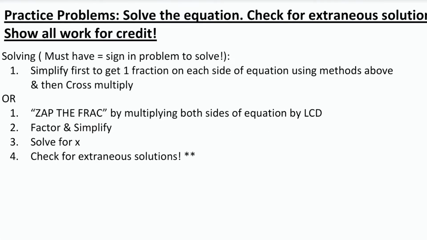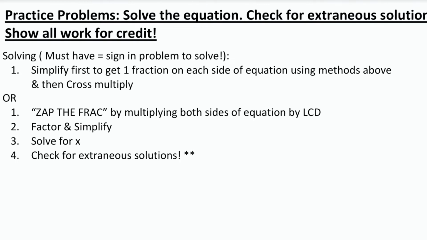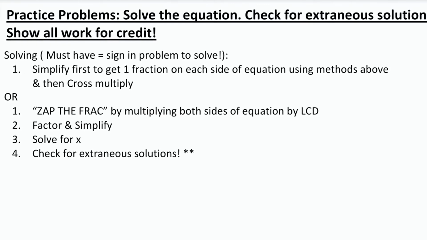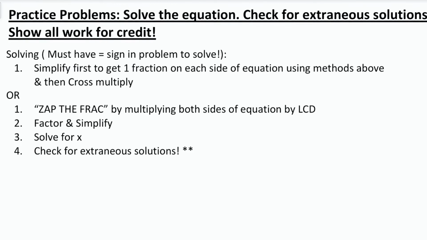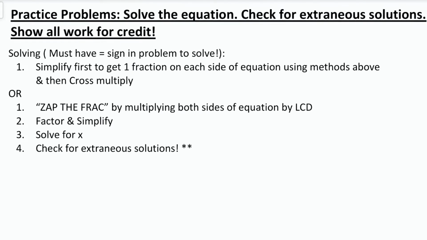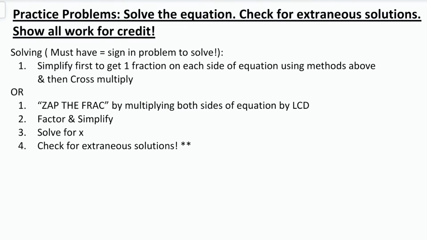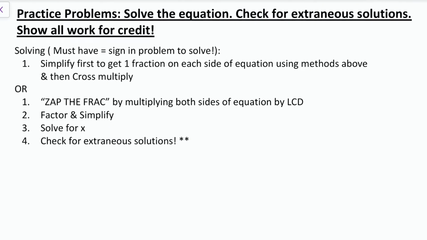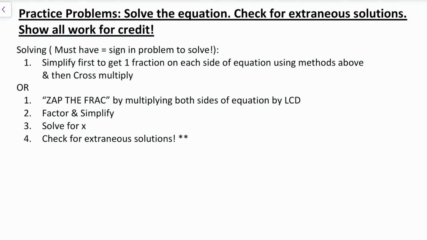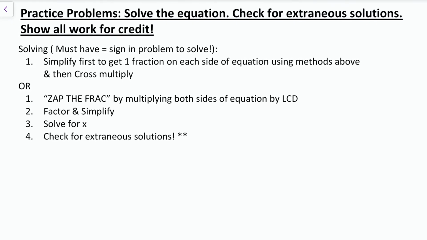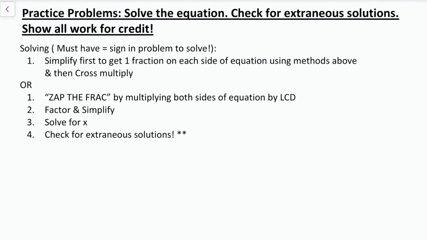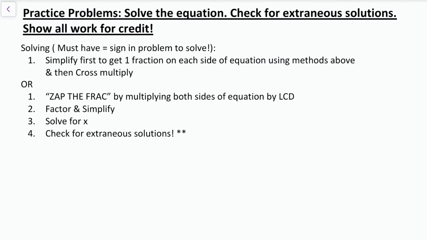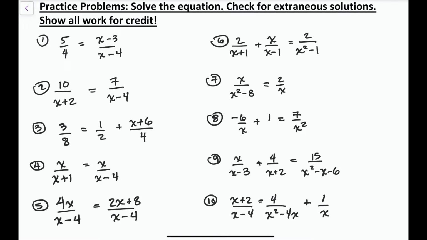below. So these problems in this video are all about solving rational equations, and recall that there are really several methods you can use to do that. Basically, we want to simplify by getting rid of the denominator, whether you cross multiply or zap the frac. Then you want to factor and simplify at the end and solve for x, and be sure to look for extraneous solutions. So I've posted here 10 problems that we are going to work through.